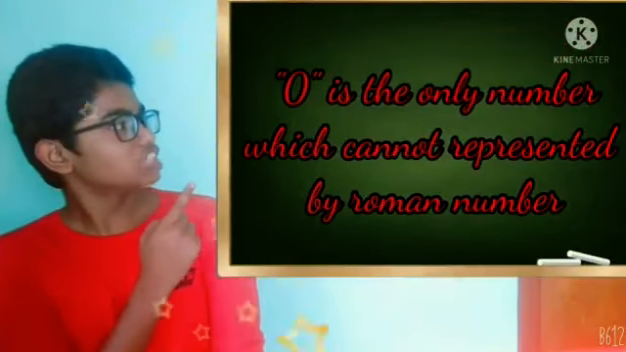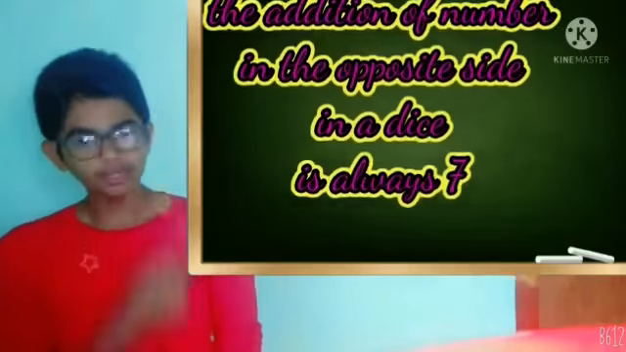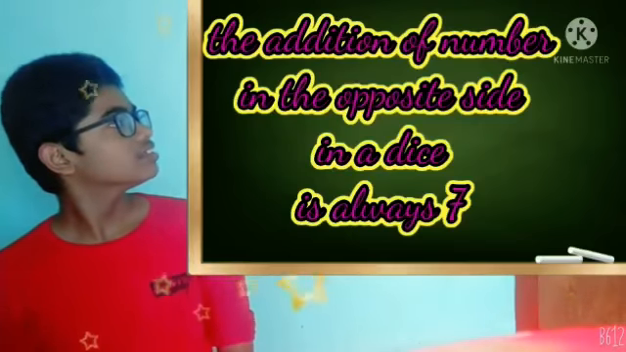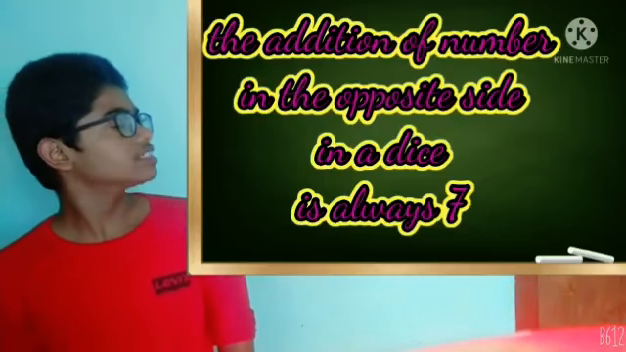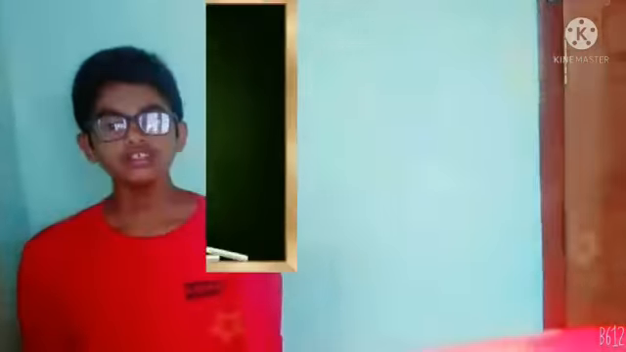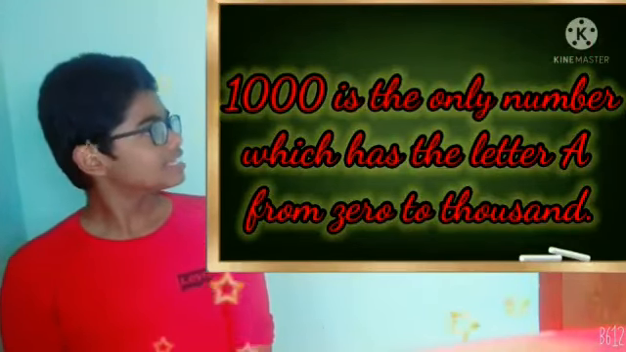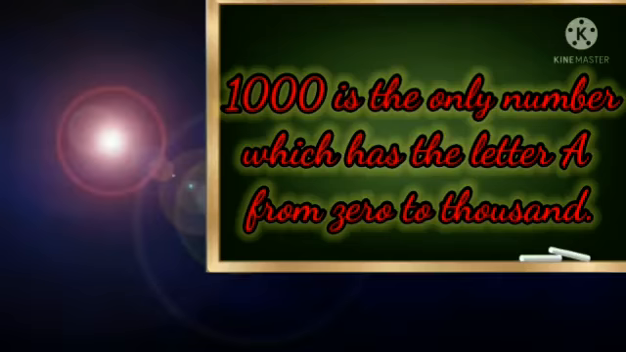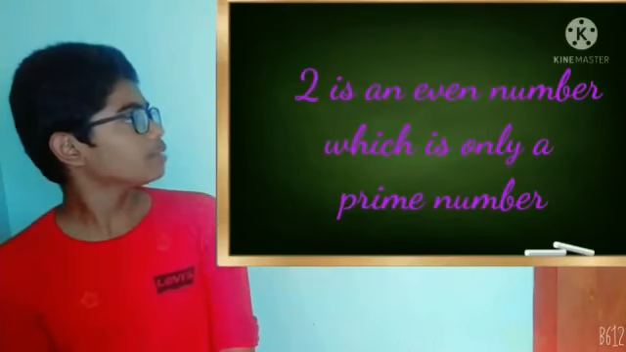Zero is the only number which cannot be represented by a Roman numeral. Number 2. The addition of two numbers on the opposite sides of a dice is always 7. Number 3. 1000 is the only number which has the letter A from 0 to 1000. Number 4. 2 is the only even number which is a prime number.